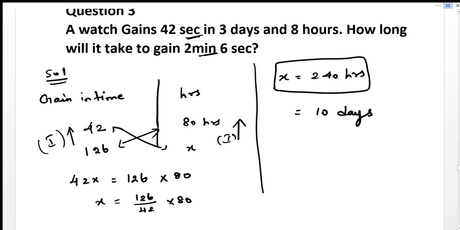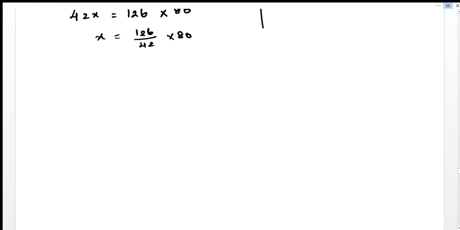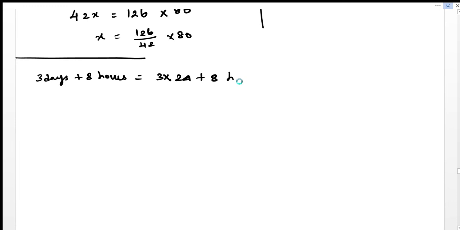Okay, let us solve it in another method. First of all, we have to convert. 3 days plus 8 hours is equal to 3 into 24 plus 8 hours. 3 into 24 is 72, plus 8, so automatically 80 hours, right?